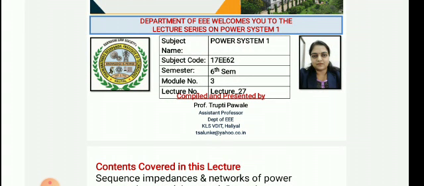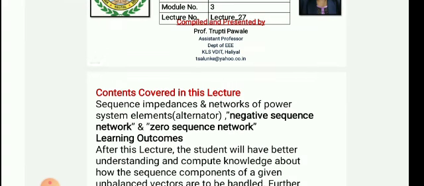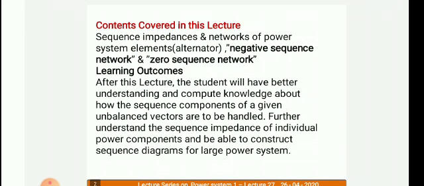Let's begin with today's class, lecture number 27. In this class, we will be covering the sequence impedance and networks of power system element alternator, and we will be covering the negative sequence network and the zero sequence network. After this class, you will be in a position to draw the sequence diagram for the positive, negative and zero sequence network.